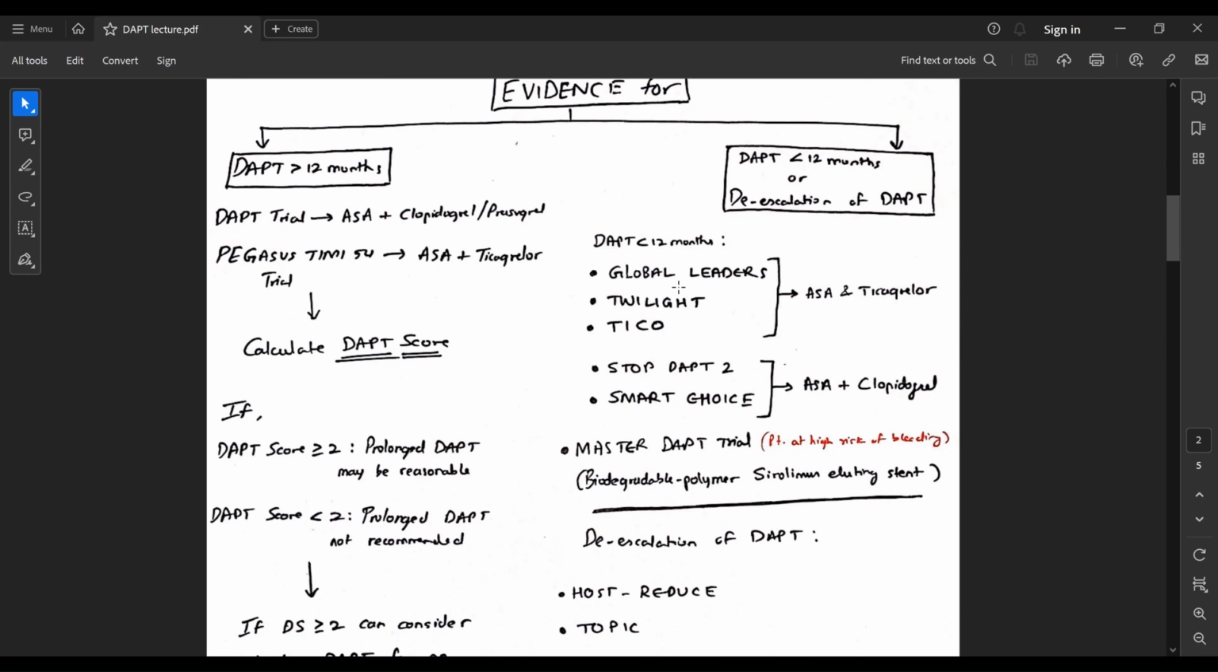But there is another good, recent trial that we have, that is the TWILIGHT trial, which was done on about 7,000 patients. About 64% were acute coronary syndrome, all NSTEMI. It did not include STEMI patients. And it compared DAPT with aspirin and ticagrelor for 3 months, followed by only ticagrelor for 9 months. And they compared this with DAPT with aspirin and ticagrelor for 12 months.